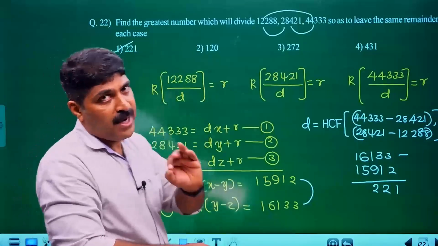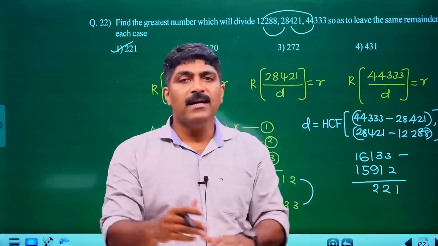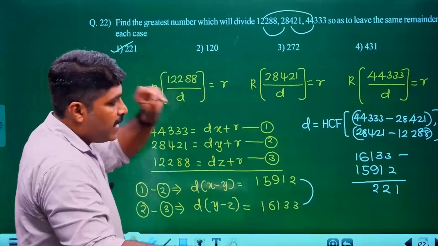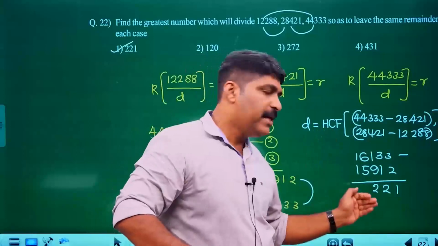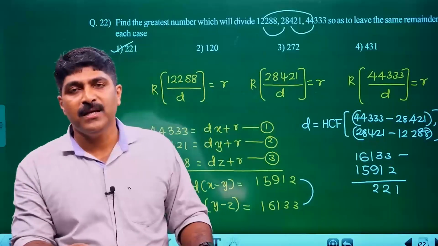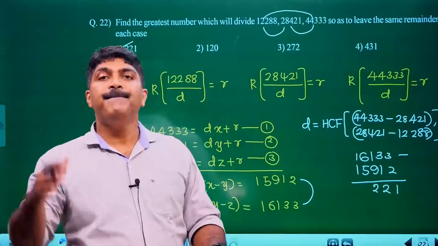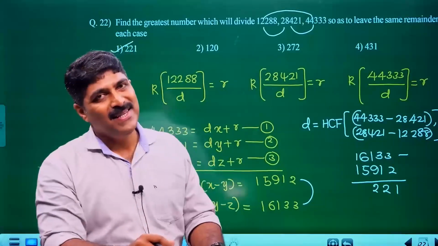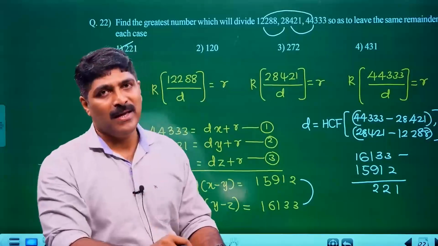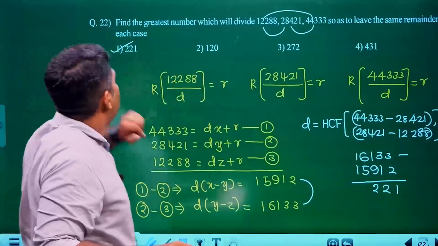So don't forget that final point. That's very important. Whenever we get the final difference as 221, we cannot simply conclude that 221 itself is the answer. So the conclusion is that the HCF or that divisor is a factor of 221. So a factor of 221 means there are so many possibilities, right? Suppose 221 is a prime number, then which are the factors of 221? 1 and 221 only. But in the given set of options, we don't have any such confusing options. Therefore, the first one is the answer.